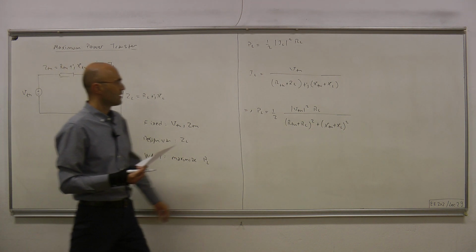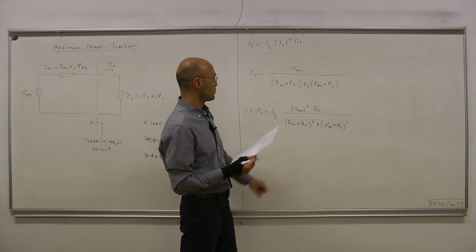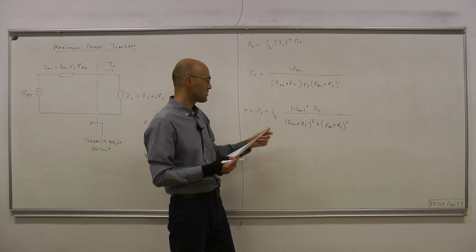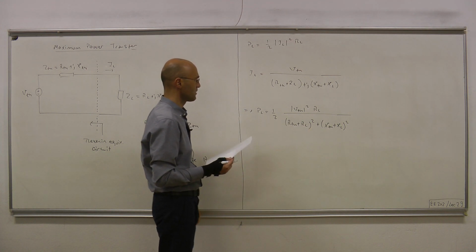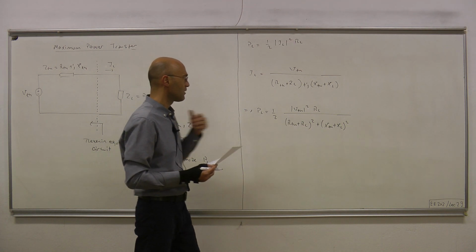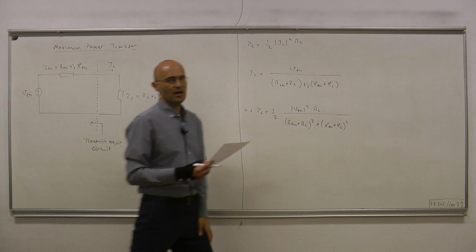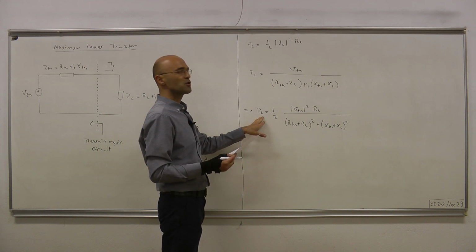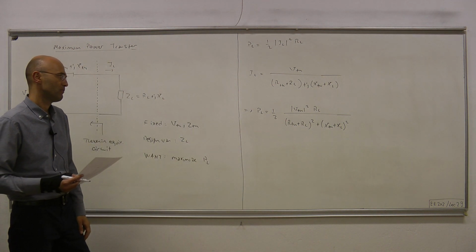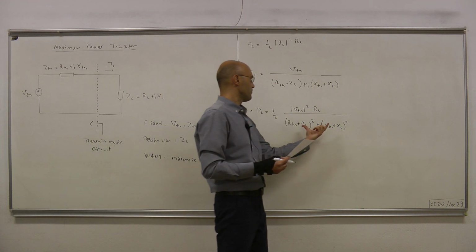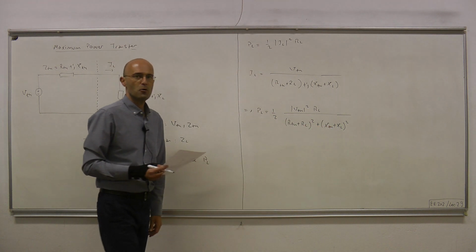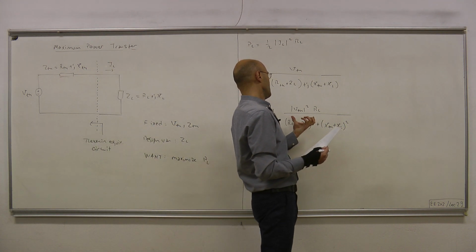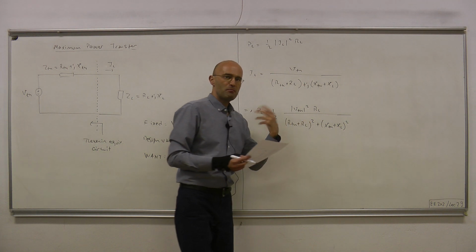In this expression, V Thevenin is fixed and Z Thevenin is fixed. Z Thevenin fixed means R Thevenin and X Thevenin are fixed. So there are two things that we can play with, RL and XL. And by playing with them, we want to make this quantity as large as possible. Now, the denominator is always positive. And since we want to maximize this, we want to minimize the denominator.